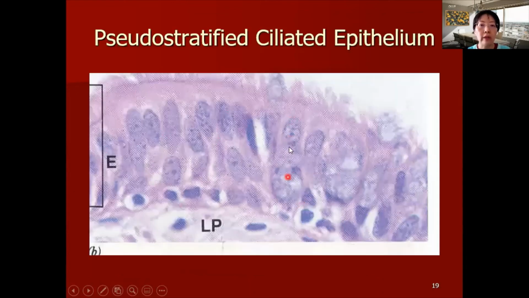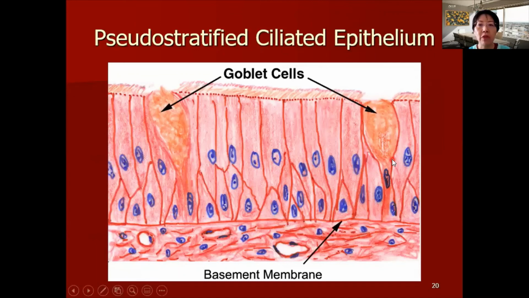Now, again, pseudostratified. So it can be from trachea or bronchus, pseudostratified columnar ciliated epithelial cell. And can we see mucin goblet cell? Not clear in this particular slide, okay? This one is a drawing, of course, you can see very clearly, okay?